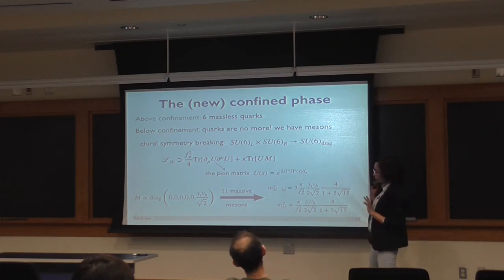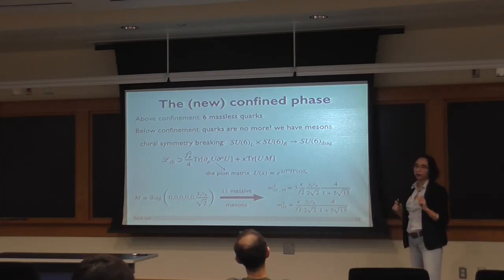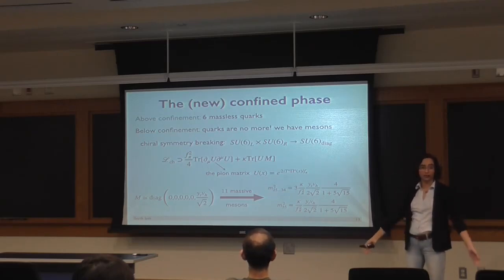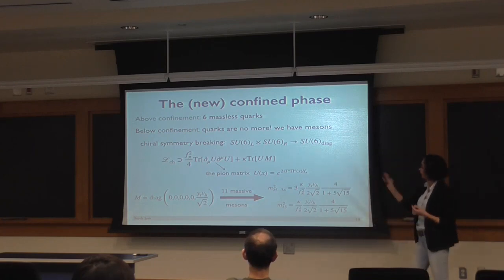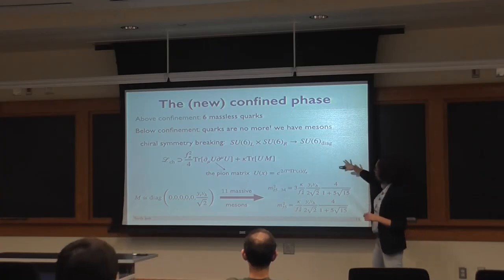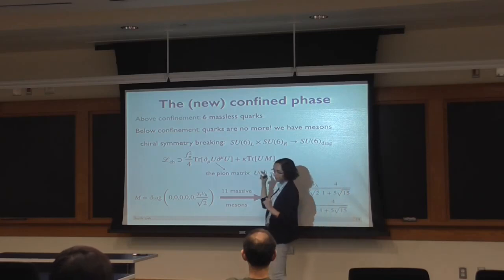And in this scheme, since we are looking at a scenario where this confinement transition happens when all of the quarks are massless, the symmetry breaking pattern is actually SU(6) x SU(6) to SU(6) diagonal. This is just like left and right-handed quarks going to their diagonal, the SU(6) diagonal form. And this can be characterized by this chiral Lagrangian.